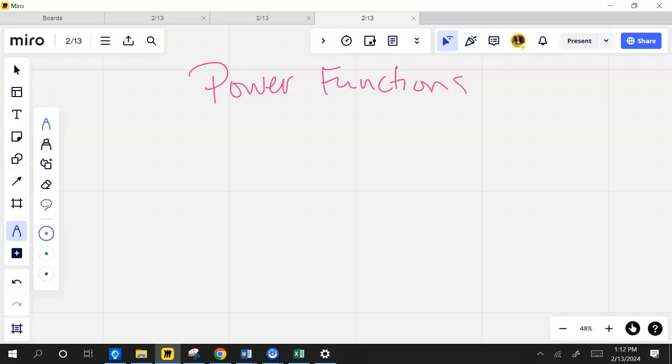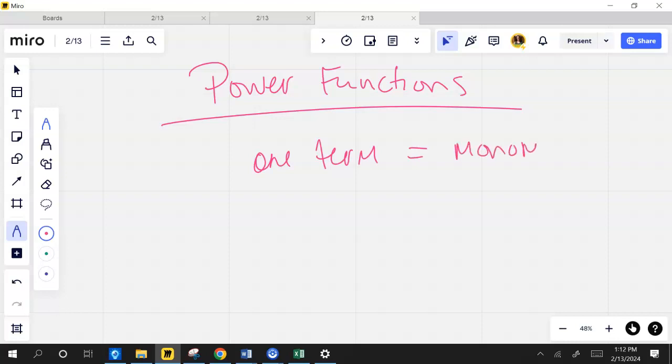All right, power functions. We're going to look at negative exponents, positive exponents. We'll stick with positive first. A power function is just a monomial function that is one term. And it may look something like that. That's a power function. Okay.